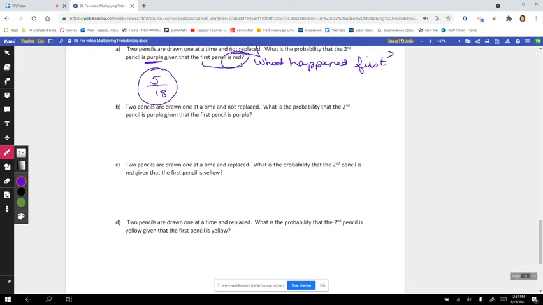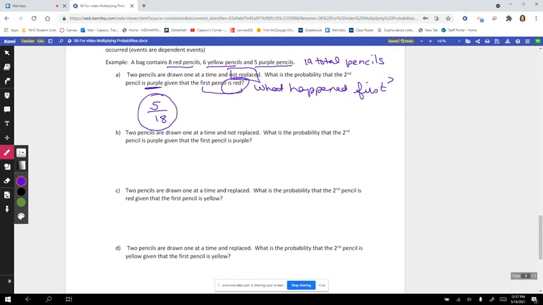All right, let's look at our next scenario. 2 pencils are drawn one at a time and not replaced. Okay, so again, we're holding on to it. What's the probability the second pencil is purple, given that the first pencil is purple? So again, I pick the pencil, I'm holding it in my hand. Of the 19 pencils to start with, I still only have 18. And I started with 5 purple pencils, but remember, I have 1 in my hand. So my probability there is going to be 4/18, which can simplify to 2/9.